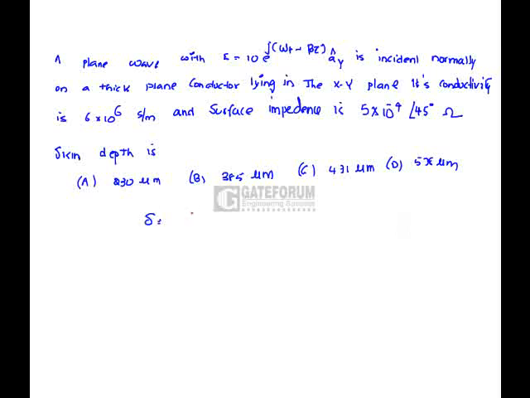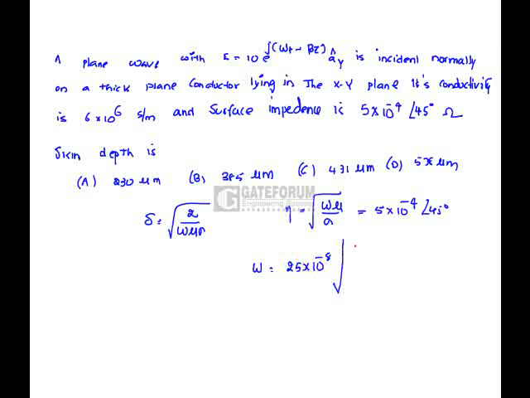Here skin depth is nothing but root of 2 by ωμσ. So we know μ as well as σ, but we don't know ω. So we have to find out ω from the surface impedance which is given here. η equals root of ωμ by σ equals 5 × 10^−4 ∠45°. So ω is nothing but 25 × 10^−8 by σ by μ.